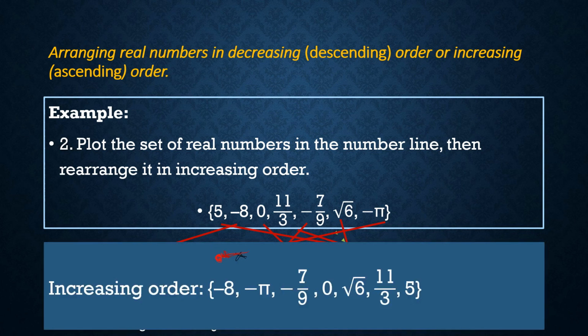So in increasing order, we start with the lowest, which is negative 8, followed by negative pi, followed by negative 7 over 9, followed by 0, followed by square root of 6, and then 11 thirds, and the largest number is positive 5.